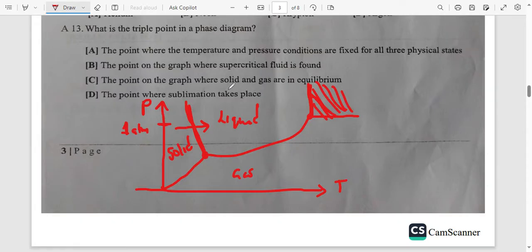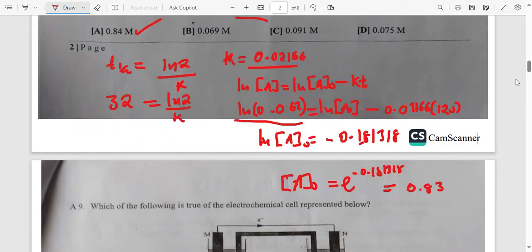The point on the graph where solid and gas are in equilibrium, the point where sublimation takes place. Sublimation is any point here where the compound can change from solid to gas. So a point where the temperature and pressure conditions are fixed for all three states of matter. Okay, that's a triple point.